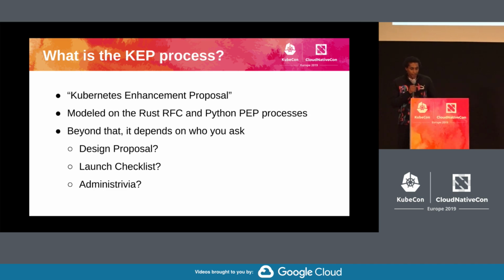What is the KEP process? Well, it's short for Kubernetes Enhancement Proposal. We've modeled this on the Rust RFC process and the Python PEP processes. The Rust RFC is meant to be a lightweight process that takes advantage of the fact that GitHub exists and is available worldwide, more or less. And then, people have opinions about it. What is the KEP process beyond being based on these other processes?